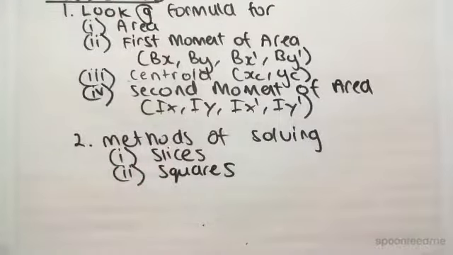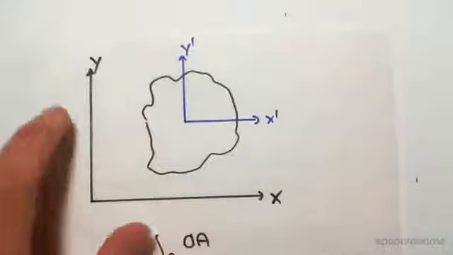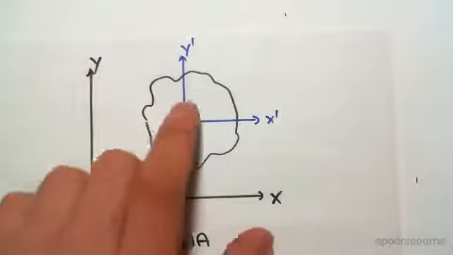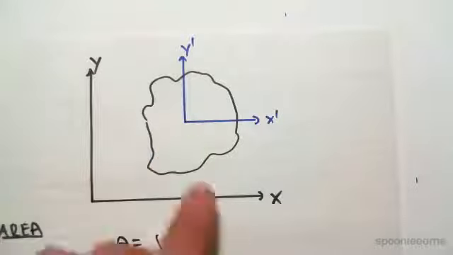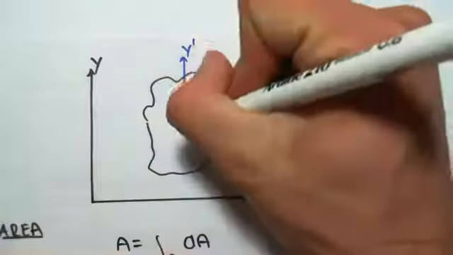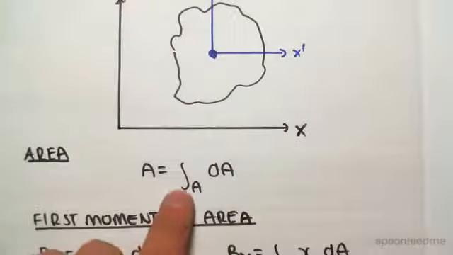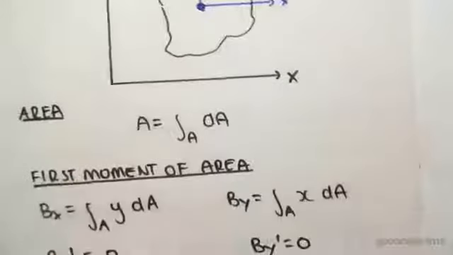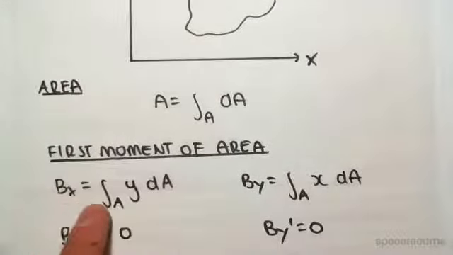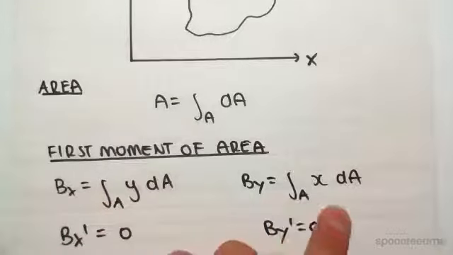So, what we're going to have is some type of shape in reference to reference axes, x and y, and then x dash and y dash is the centroidal axis. So these axes act at the centroid of the shape. To find the area, you would just solve the integral over A of dA. It's pretty simple. The first moment of area, Bx, is the integral over A of y dA. By is the integral over A of x dA.